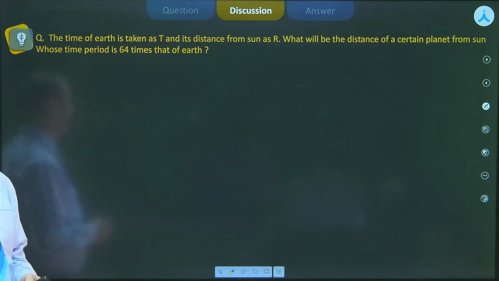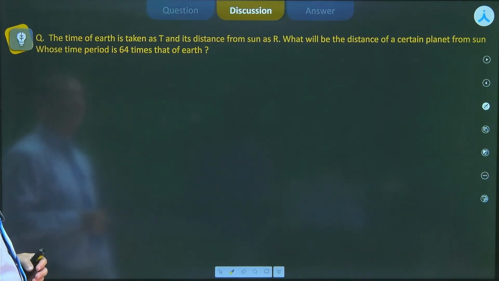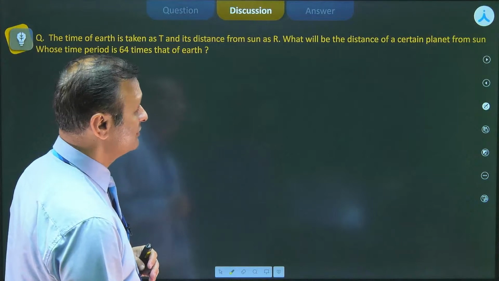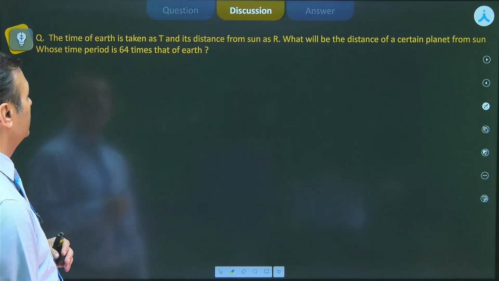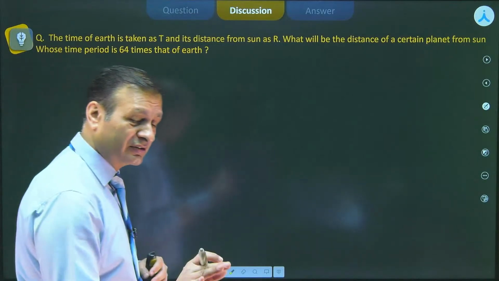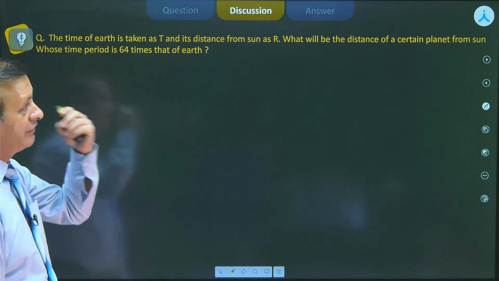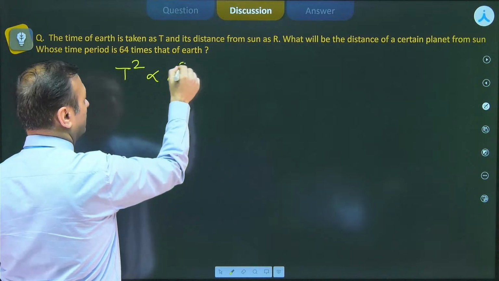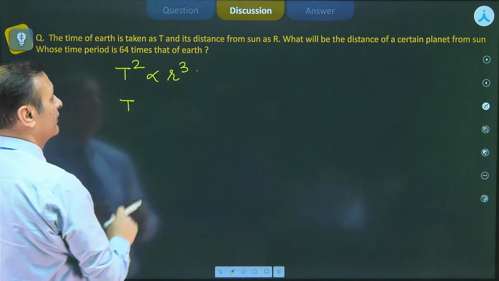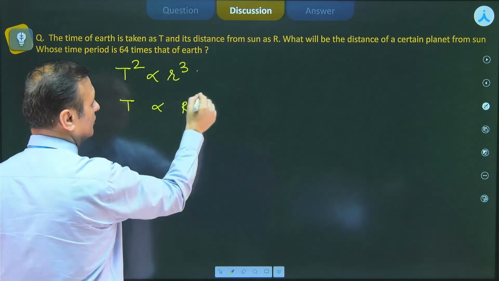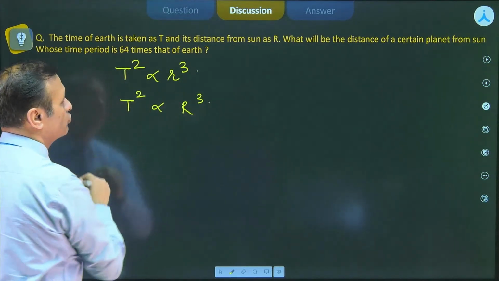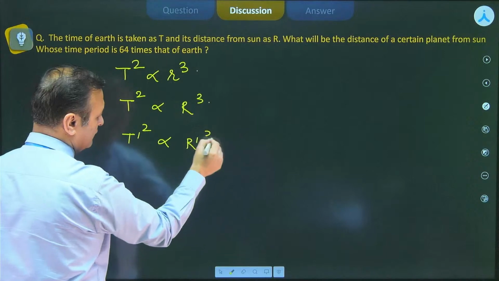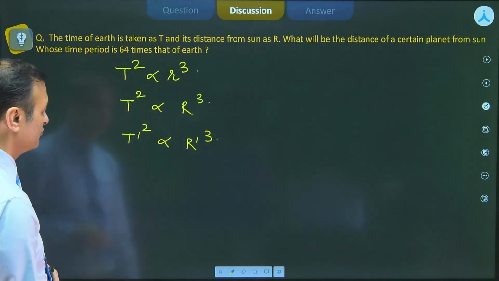Now this is again an option-based question. The time period of Earth is taken as T and its distance from the sun as r. What will be the distance of a certain planet from the sun whose time period is 64 times that of Earth? So you have to find out the distance now. Going by the same format, this is T square and this is r cube only. For T dash, this is r dash cube. We have to find out r dash in terms of r.